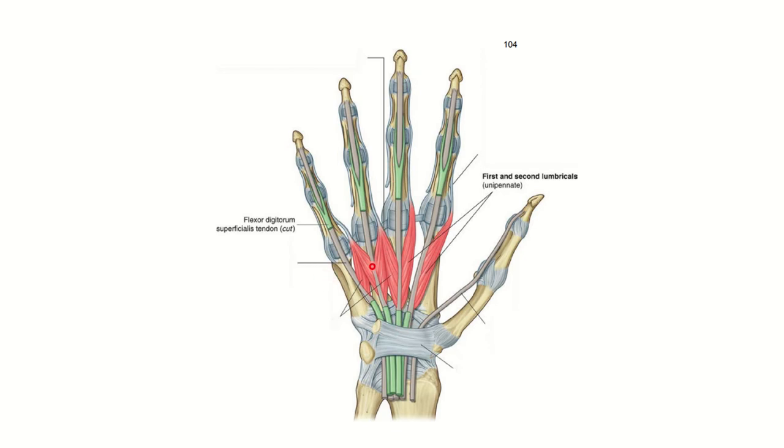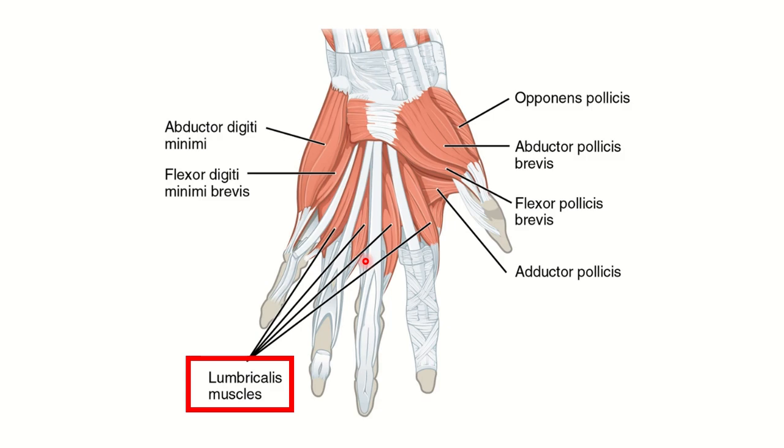Here we can see some other muscles, 1, 2, 3, 4. These 4 are called the lumbricals. So the lumbricals are also intrinsic muscles. The lateral two lumbricals are supplied by the median nerve, but the medial two lumbricals are supplied by the ulnar nerve. So the lumbricals are 4 in number.